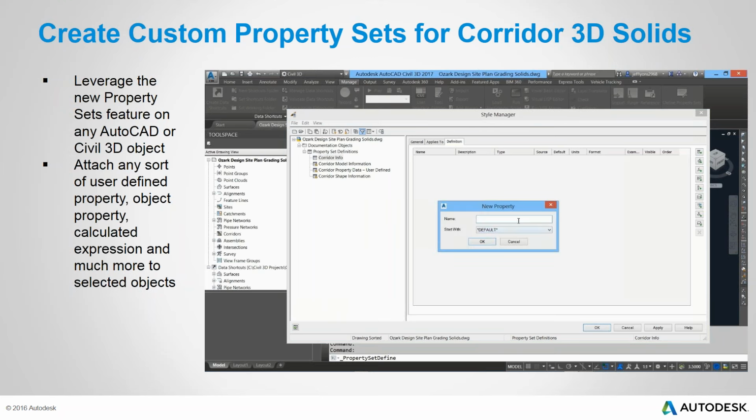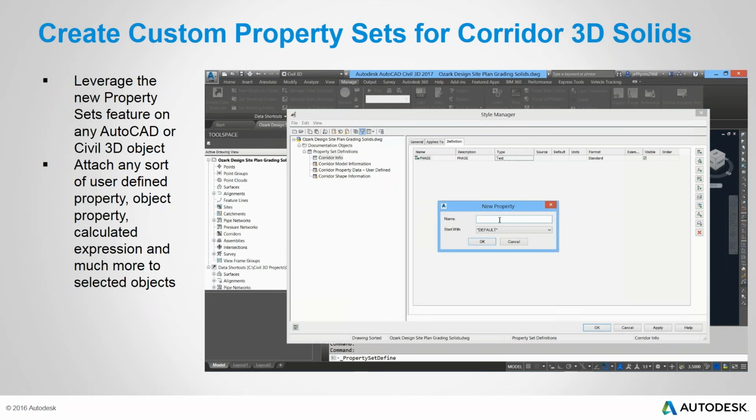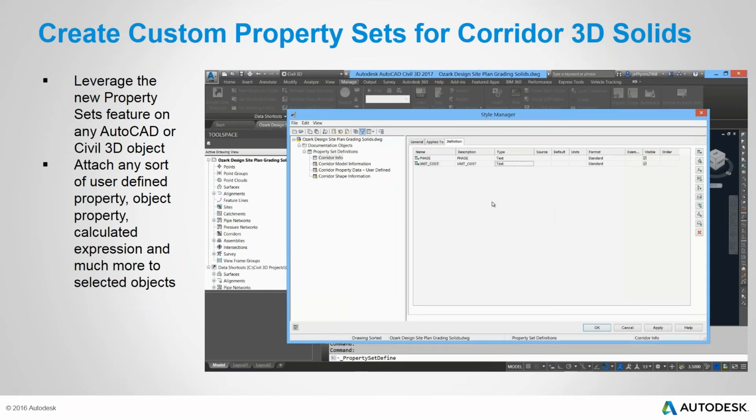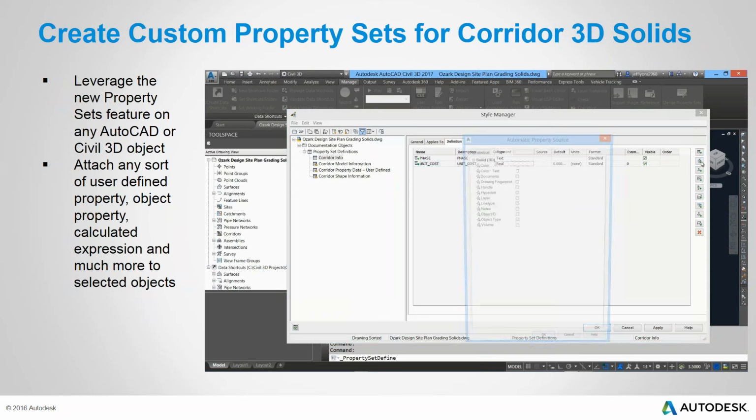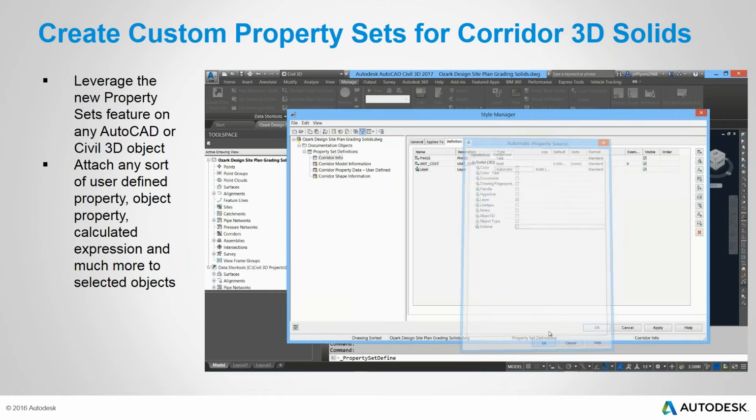Our first definition will be a simple text or string called phase. You have the opportunity to pick a different data type, being a real number or a yes and no. So now let's add a second one called unit cost. In this case we will use a real number. For our third property, we have the opportunity to add any of our object properties to this list of custom property sets. We are adding the layer name in this case to the custom definition.